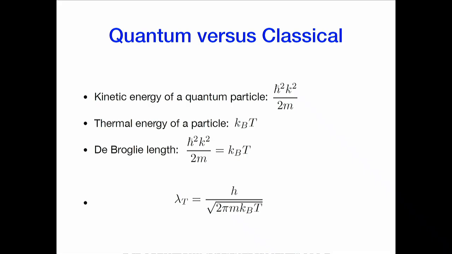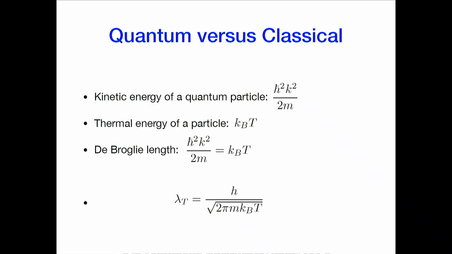So this is the energy. Now, the thermal energy of a particle is kBT. So when the quantum kinetic energy is smaller than the thermal energy, it means that thermal shocks will induce decoherence of the quantum particle, and the particle will behave classically. So you can define a length, which is called the de Broglie length, by equating the kinetic energy of the quantum particle with the thermal energy that gives this length.